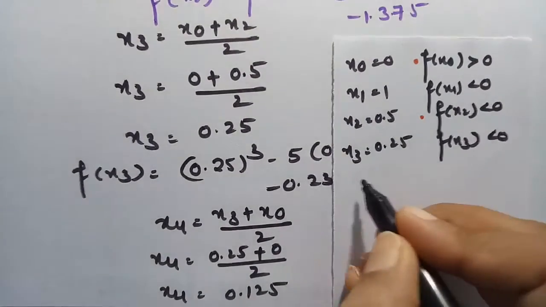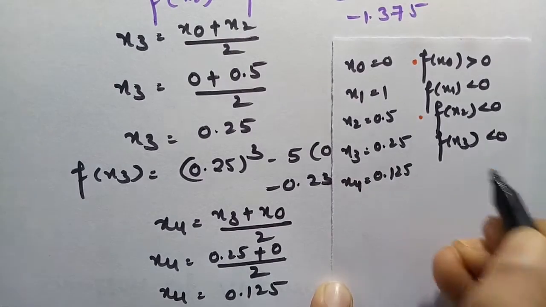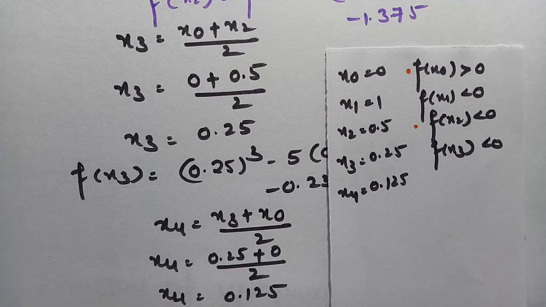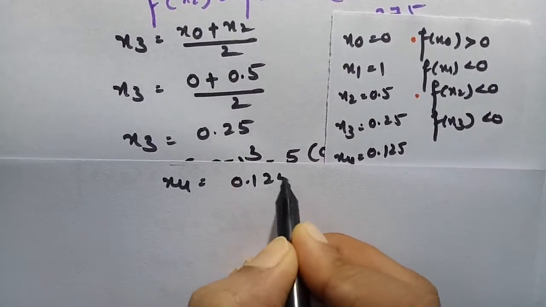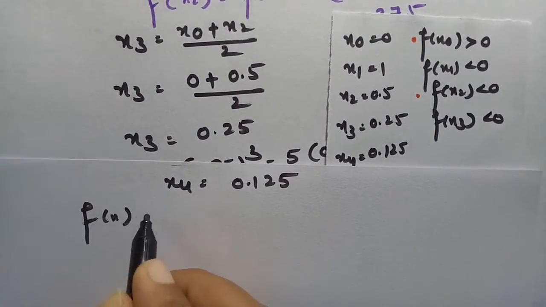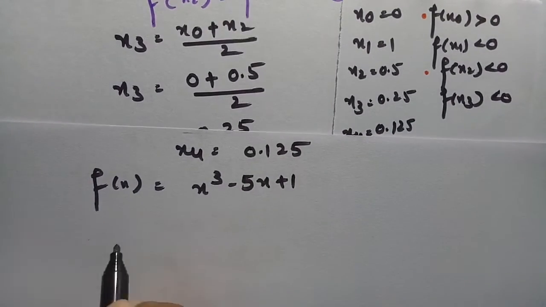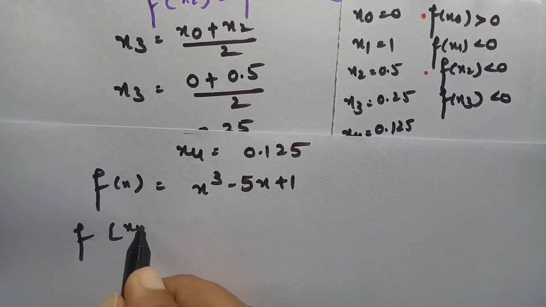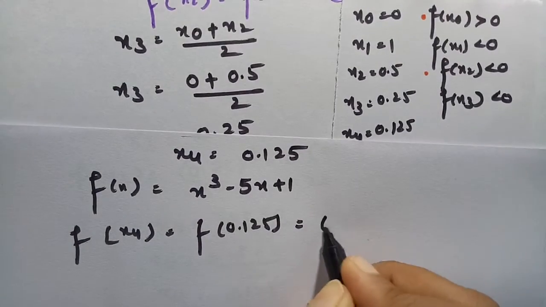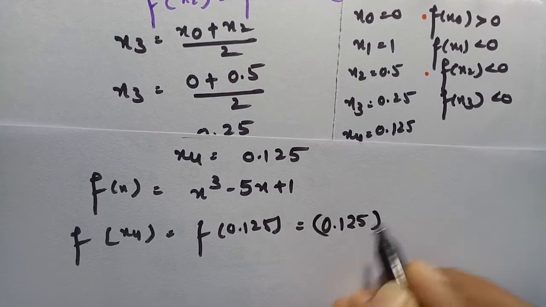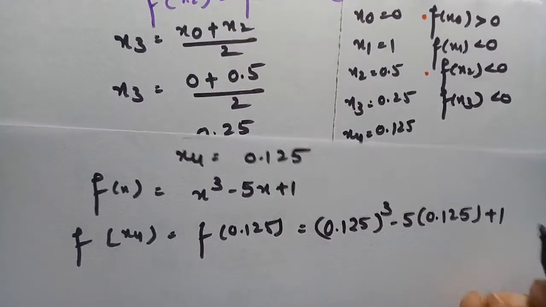This is 125. So we got our x4 value as 0.125. Again we have to calculate f of x4. So our x4 value is 0.125. We know that f of x is x cube minus 5x plus 1. So f of x4 is equal to f of 0.125, which is 0.125 whole cube minus 5 times 0.125 plus 1.